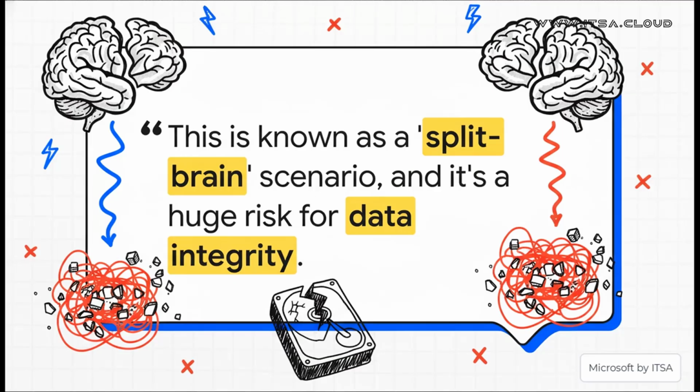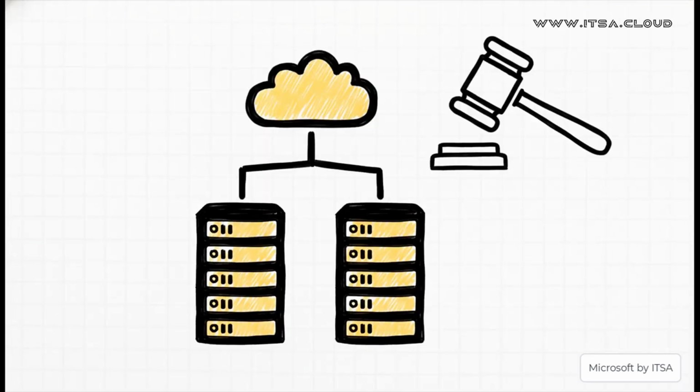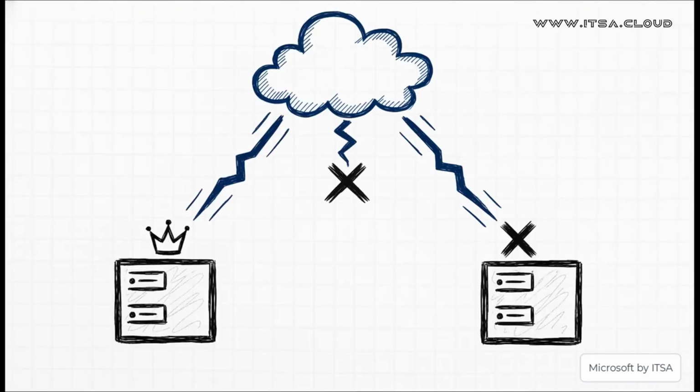So how do you solve it? Well, the answer is actually really elegant. You bring in a third party, a tiebreaker. This is called the witness. And the key is it has to be in a completely separate third location. The witness has one simple job: be the single source of truth. If the two main sites lose contact with each other, they both race to check in with the witness. Whichever site can talk to the witness wins. It gets to be the authoritative one, and the other one has to stand down. It's a brilliant and simple way to prevent that split-brain disaster.